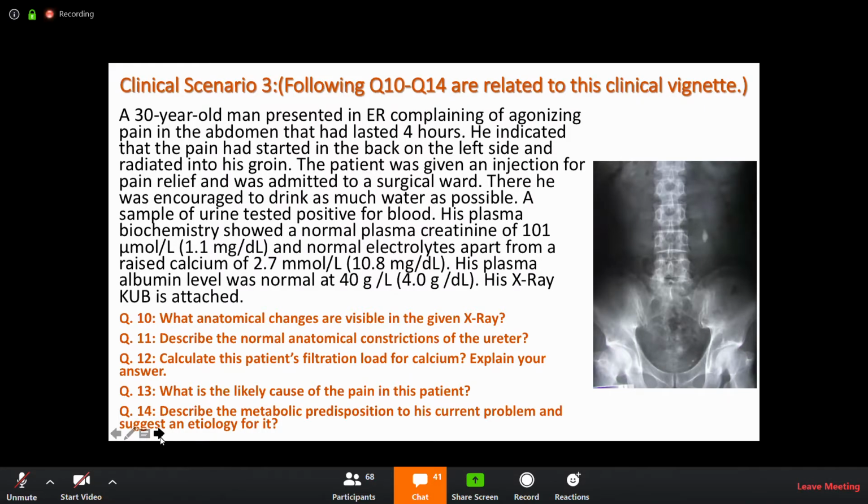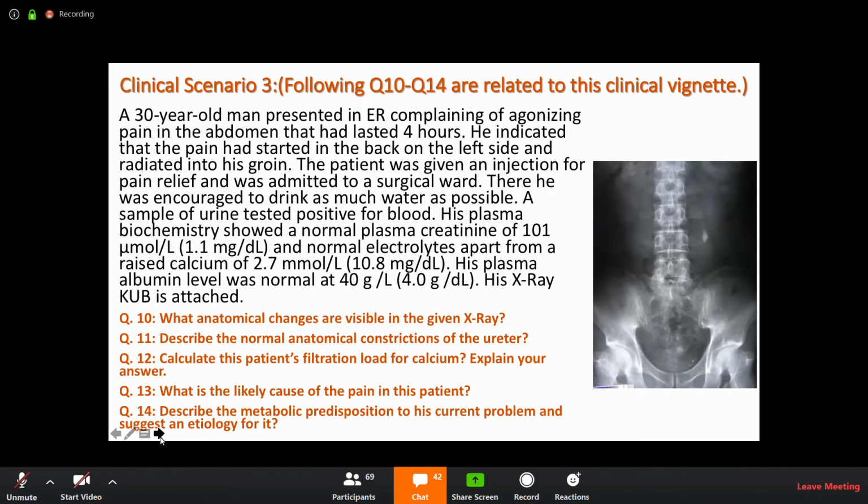Right, so feel free to keep on writing your questions. Let's move on to number 12: calculate this patient's filtration load for calcium and explain your answer. I'll have a go at this question. Yes, please. Okay, let's go back to the scenario. It says his plasma biochemistry showed a normal plasma creatinine of 1.1 milligrams per deciliter, and normal electrolytes apart from calcium, which is raised at 2.7 millimoles, which is 10.8 milligrams per deciliter.